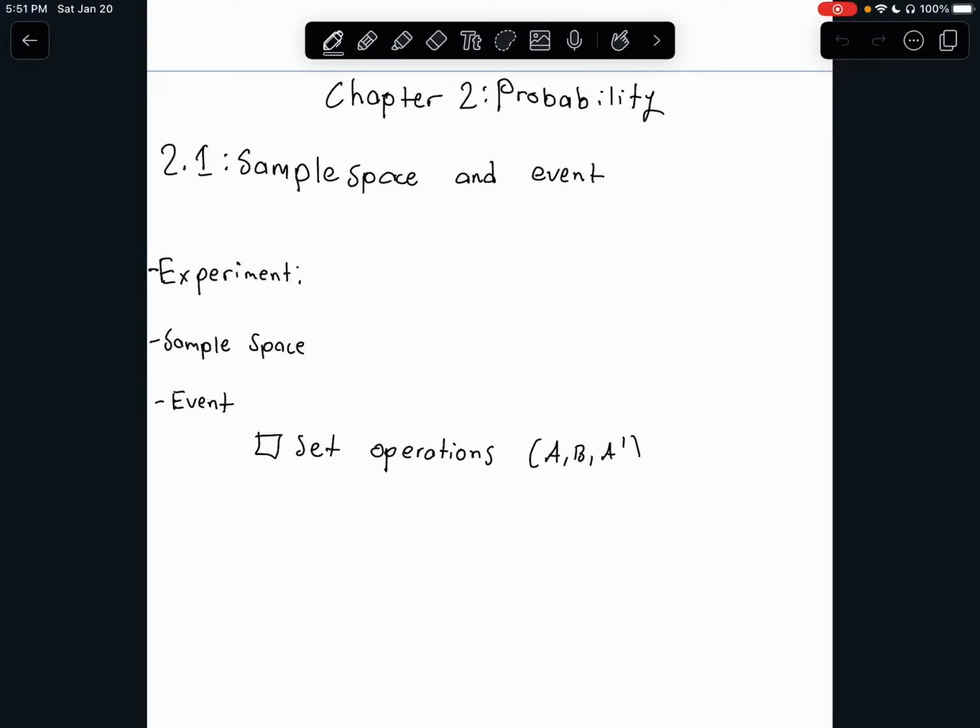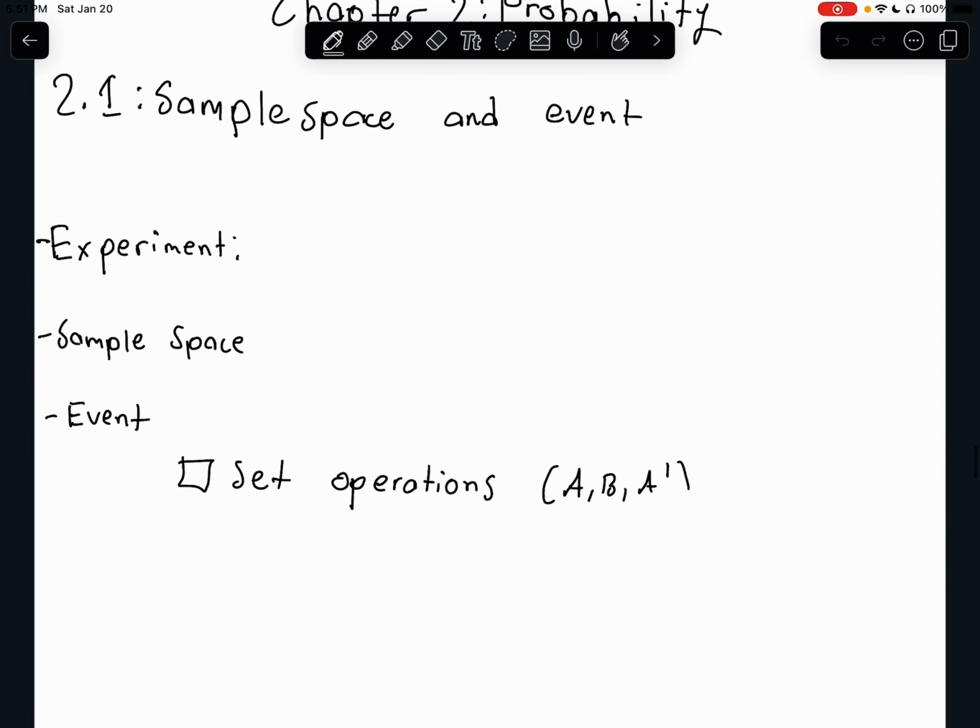Okay, so today we're going to go over our next chapter, chapter 2, which is probability. For the test, we're going to go over section 2.1, which is sample space and sample events. So an experiment, as we define it, is an activity where at least two outcomes cannot be predicted.